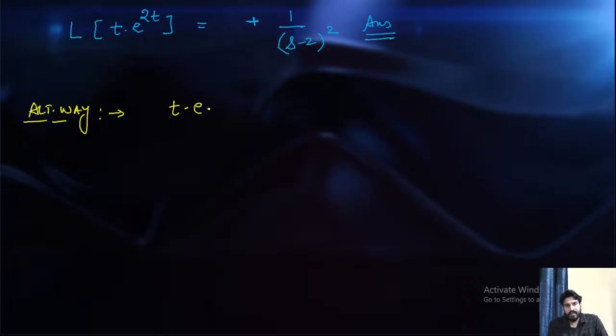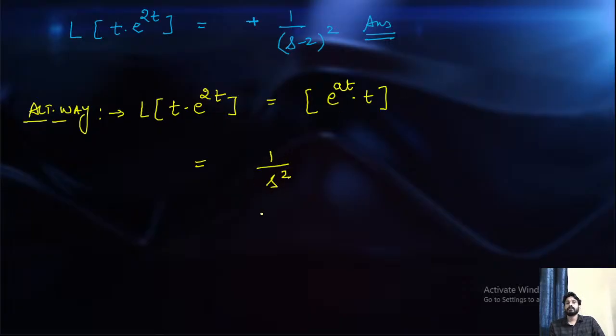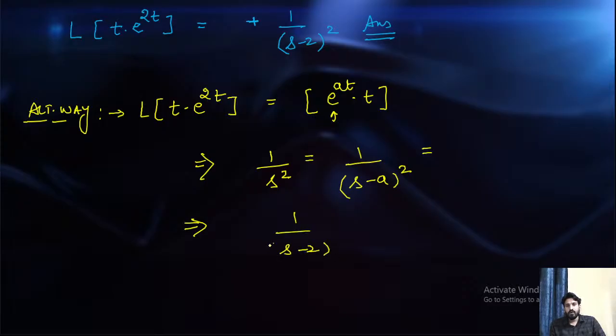If we have t into e raised to power 2t and I have to find its Laplace transform, I have the first shifting property, in which we multiply a function by e raised to power at. Here the function is t, whose Laplace transform is 1 divided by s square. If you multiply e raised to power at in the t domain, then in the s domain just keep a with a negative sign. Here a is 2. So the answer is 1 divided by s minus 2 whole square.